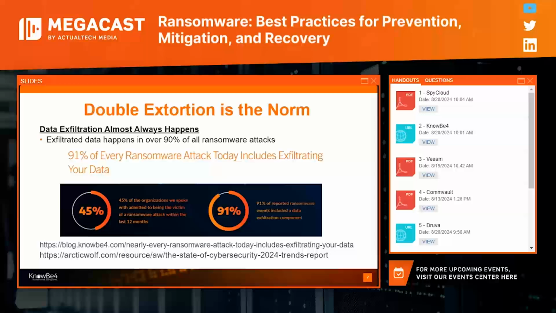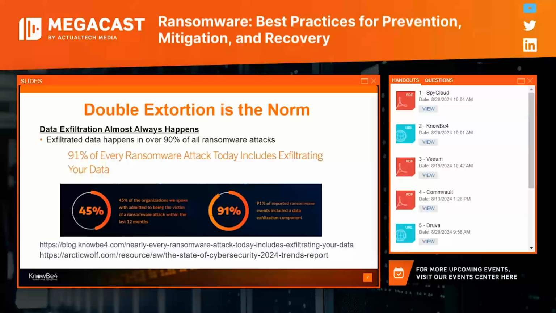ransomware started doing data exfiltration. They stopped just locking up the data. They started to exfiltrate data and would tell the people, if you don't pay us, we're going to release your data in public to other hackers, use it against you, whatever. You better pay us, we're going to release your data. And so that started in November 2019.